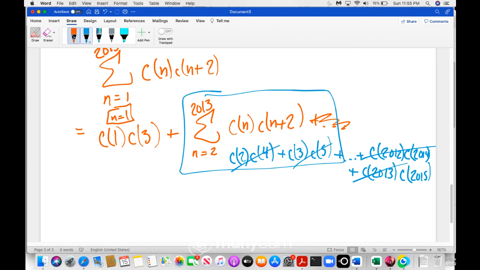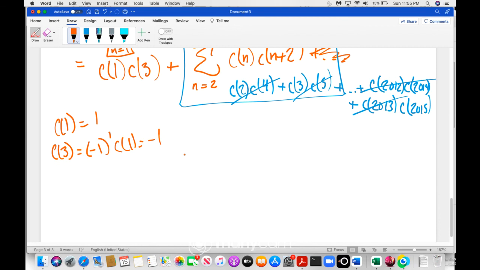But C of 1 is 1, and C of 3 is negative 1 to the first power times C of 1, which is negative 1. So the product of those is going to get us a whopping negative 1 plus 0 for a final answer of negative 1.